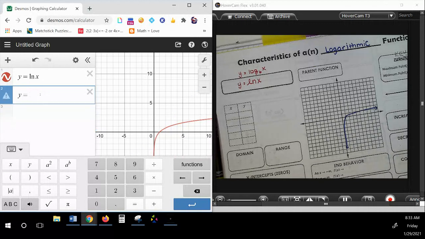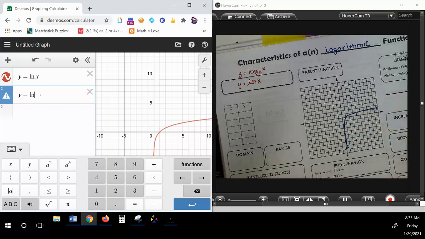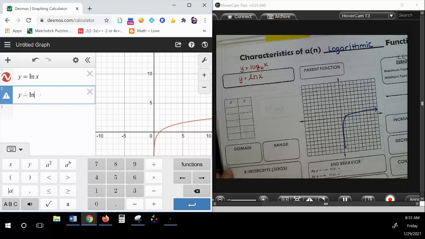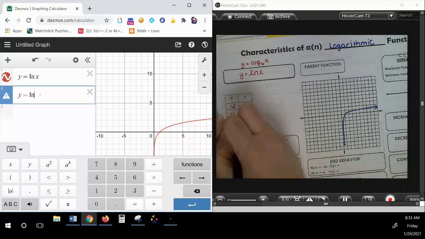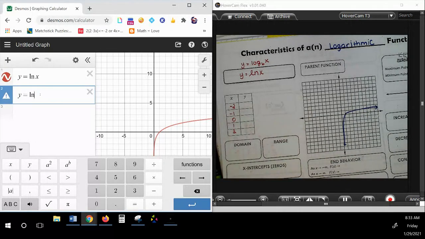I was filling in the chart. I'm just going to do it this way. It's going to be easier. Okay, so this is the graph of the natural log. It's the inverse of the exponential function. And I'm going to pick some points here. You're going to see that these answers are kind of weird.